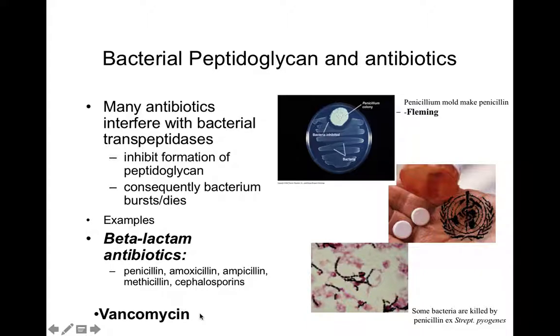Another example of an antibiotic that will inhibit those peptide crosslinks from forming. The mechanism is different, you guys. We won't go into the exact mechanism, but just remember that vancomycin, this is kind of a high power antibiotic. Vancomycin will also prevent cross-linking of peptidoglycan in the bacterial cell wall. So again, we can kill by osmotic lysis.